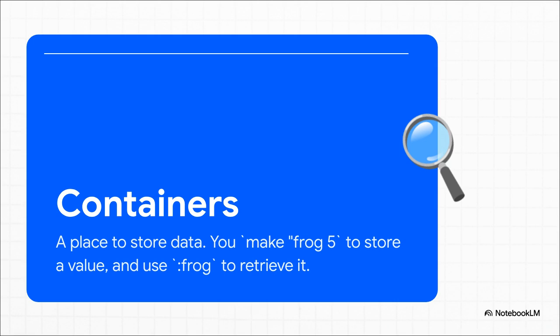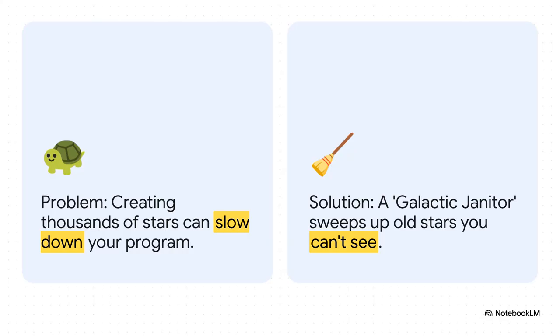Later on, whenever you need that number, you just use .mybox to get it back. Simple, right? Now, as your creations get more ambitious, you can run into problems.